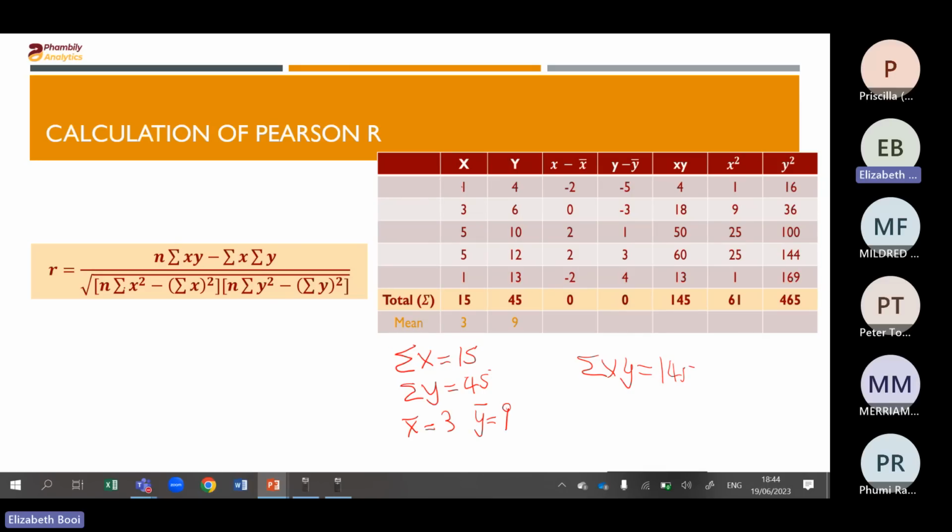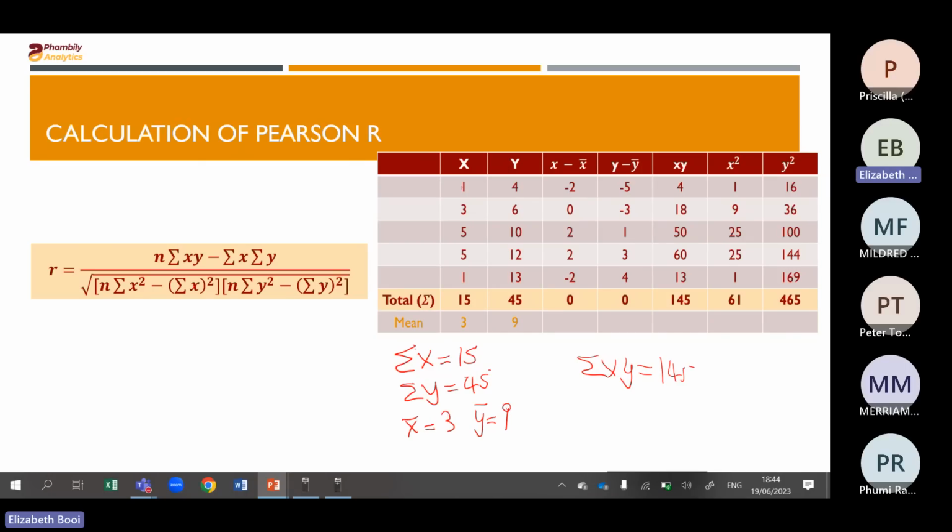The summation of x squared is just saying 1 times 1 is 1. 3 times 3 is 9, or 3 squared is 9. 5 squared is 25, and so on. The same will be with the y squared. You will do the same. The square of the summation of x, we're going to take 15 and then we square it. It's not the same as the summation of x squared.